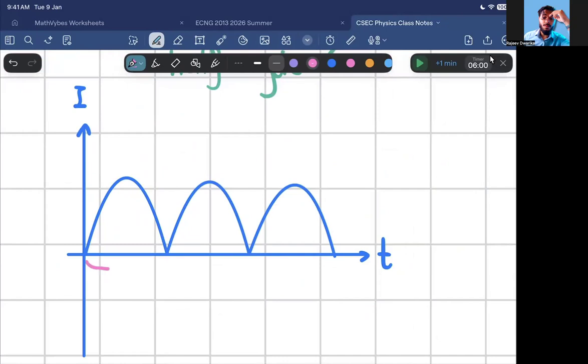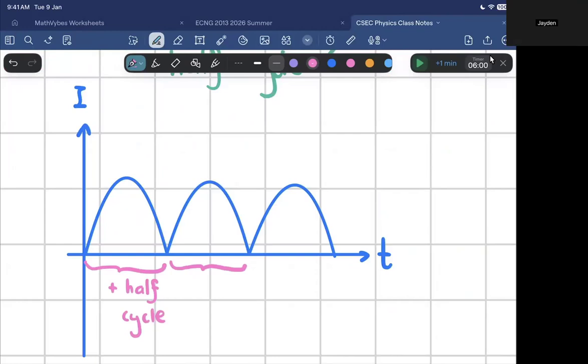Now, which half cycle is this? The positive half cycle or the negative half cycle? Positive. So it conducts during the positive half cycle. Jadon, which half cycle is that? Positive half cycle or the negative half cycle? The negative half cycle. Right, that's the negative half cycle. So no matter what cycle it is, the direction of current going through the resistor remains the same. Hope that makes sense. And this is the positive half cycle again.